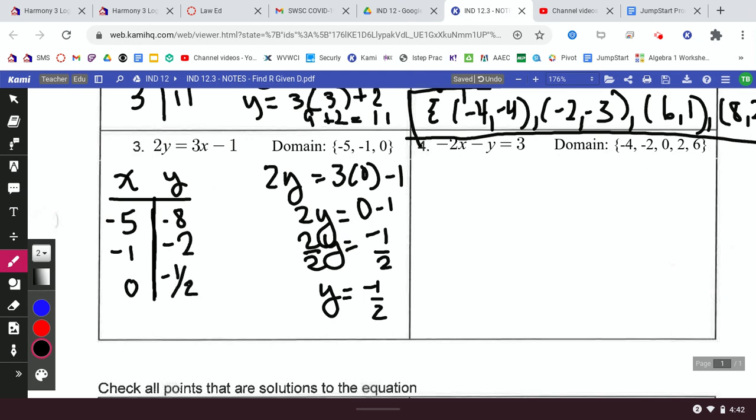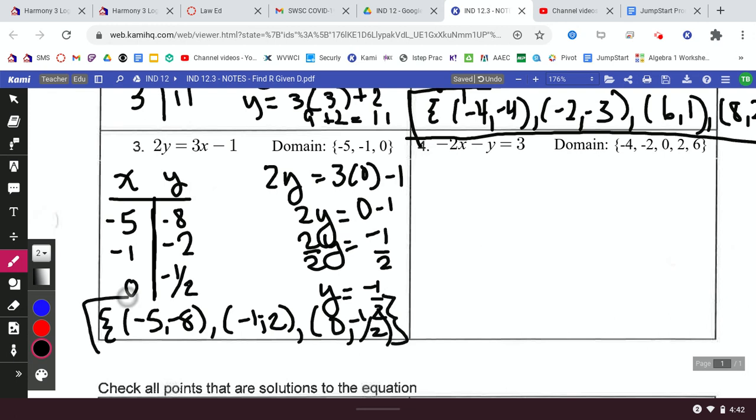And now we're ready to write our answer as a set of ordered pairs. So the first ordered pair is -5, -8. The second ordered pair is -1, -2. And our third ordered pair is 0, -1/2. And then that is our ordered pairs for this one. So -5, -8 is an ordered pair. That's an x and a y. -1, -2, and then 0 and -1/2.